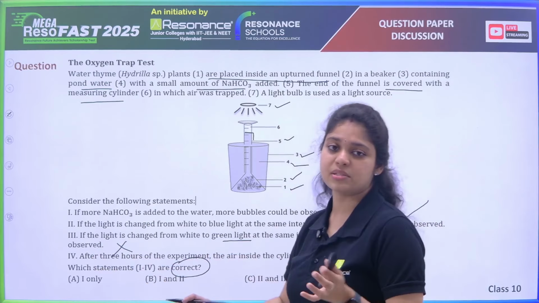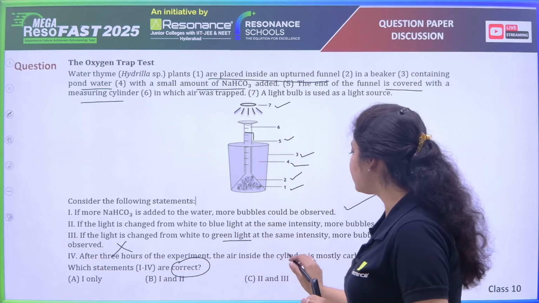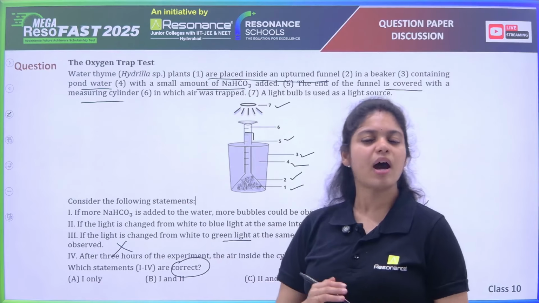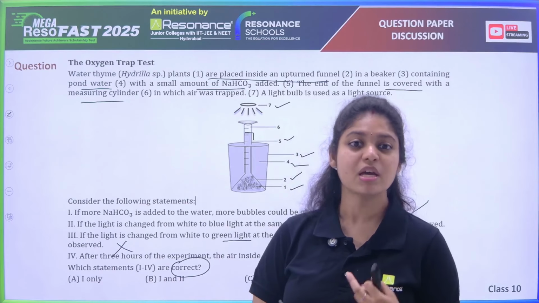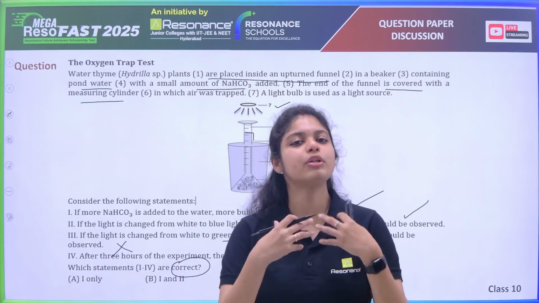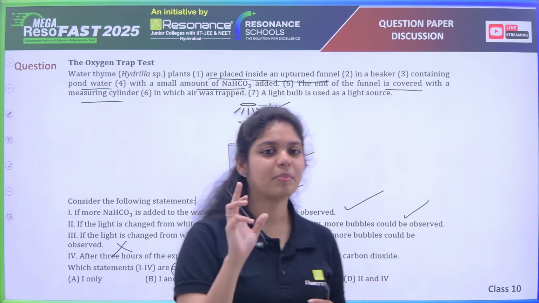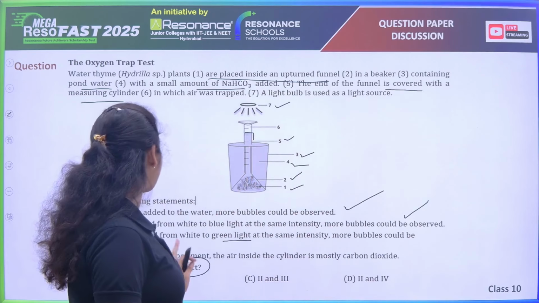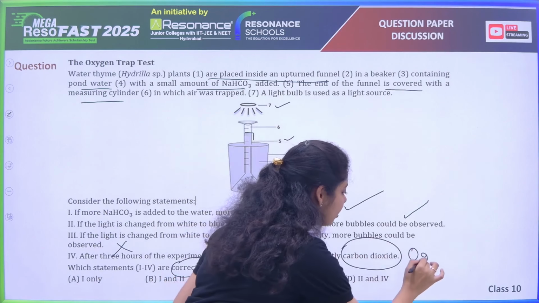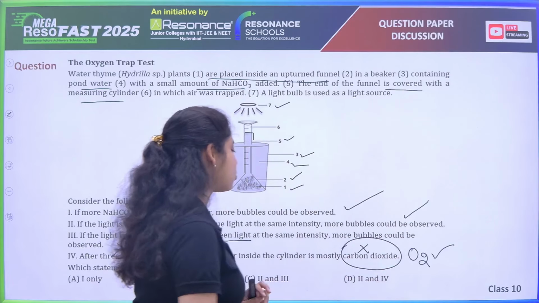Option 4. Statement 4 says, after 3 hours of experiment, the air inside the cylinder is mostly carbon dioxide. After 3 hours of experiment, carbon dioxide will definitely be used up by the hydrilla. When it uses it up, the hydrilla will give out oxygen but not carbon dioxide. So after 3 hours of the experiment, the cylinder will not have carbon dioxide, rather it will have oxygen. So this statement is also wrong.